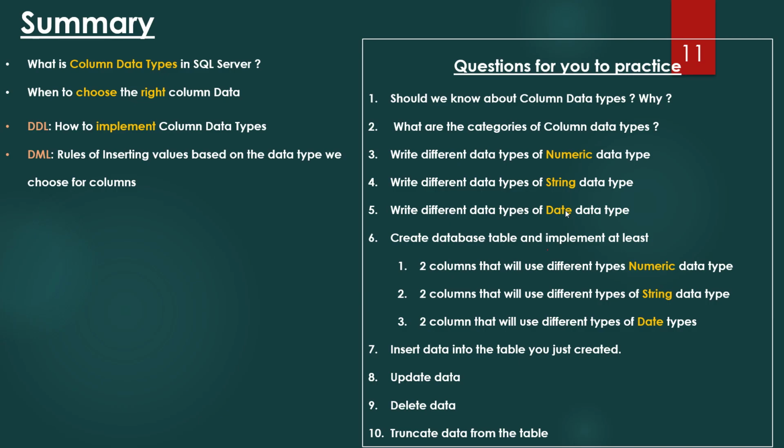So knowing these will help you a lot, the different lists, right? Or have that cheat sheet so that you know right away. Because we're going to do this more often. We will be creating tables as we go. You'll learn a lot, okay? So another homework or practice question for you will be to create a database table and implement at least two columns that contain numeric data types, two columns containing string data types, and two columns that contain date data types.